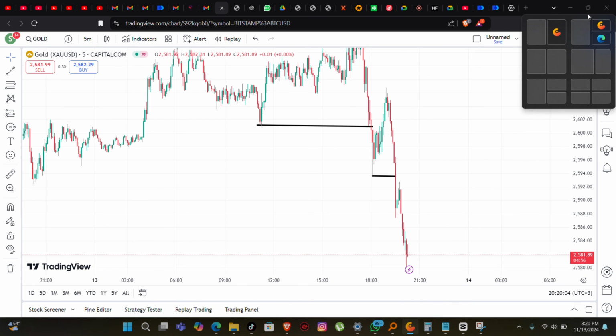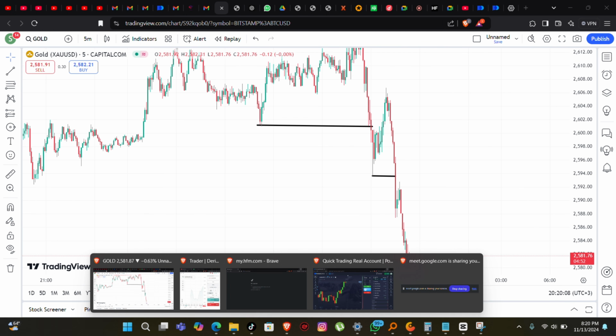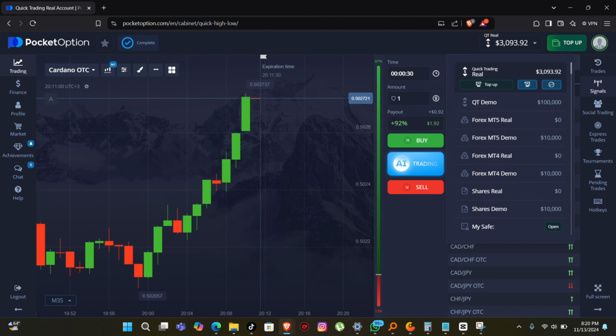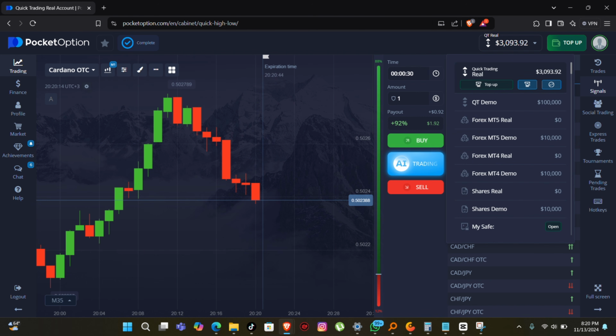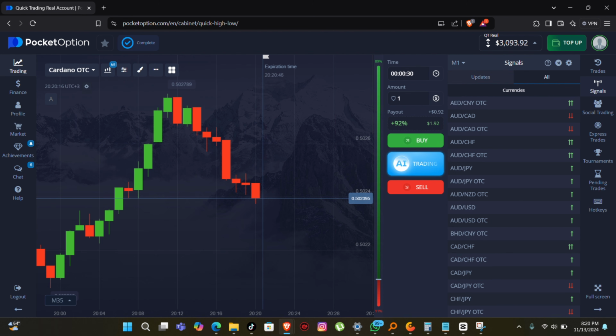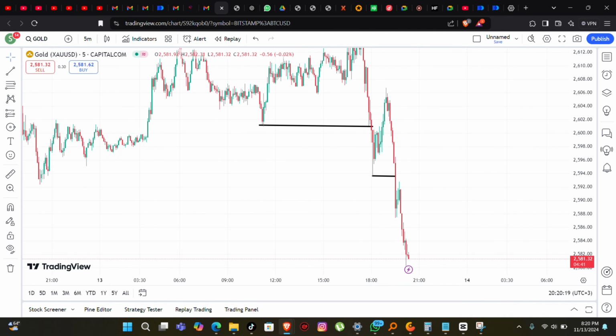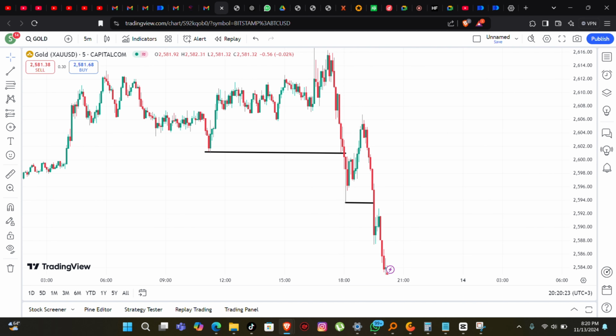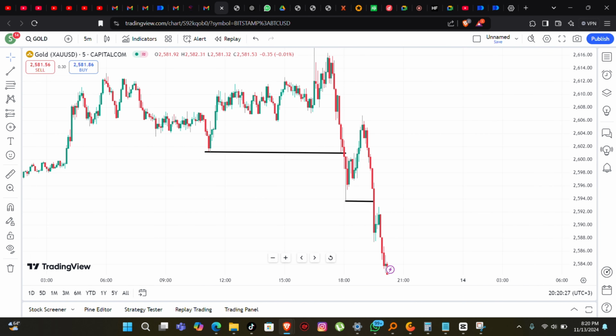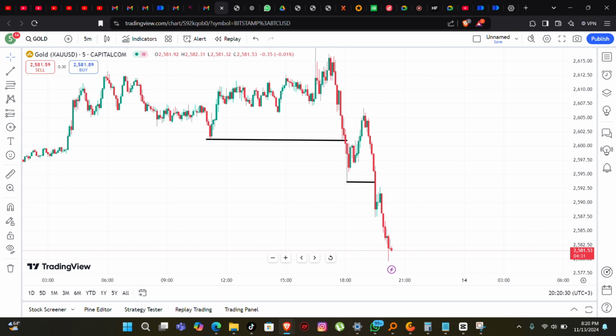So if you come here, I don't know if I have any tab open. Okay, this is my Pocket Option. For your information, Pocket Option is better than DERIV. It is the best options trading platform we have in the world right now. Plus, on Pocket Option you don't experience manipulation like the way you experience in DERIV.